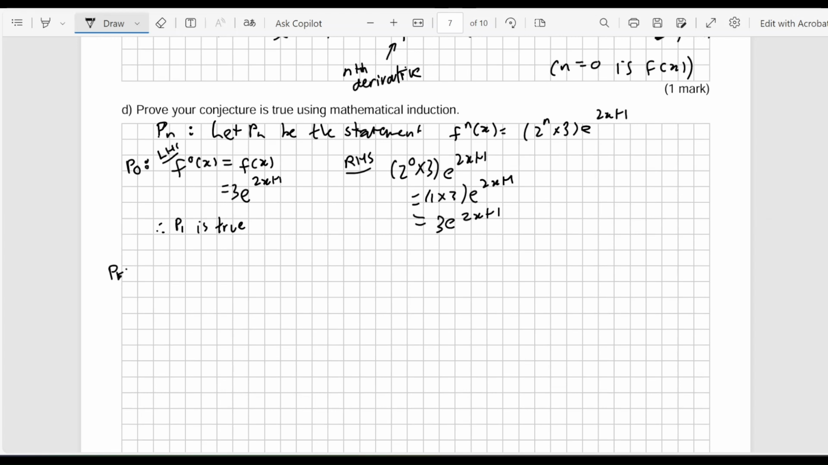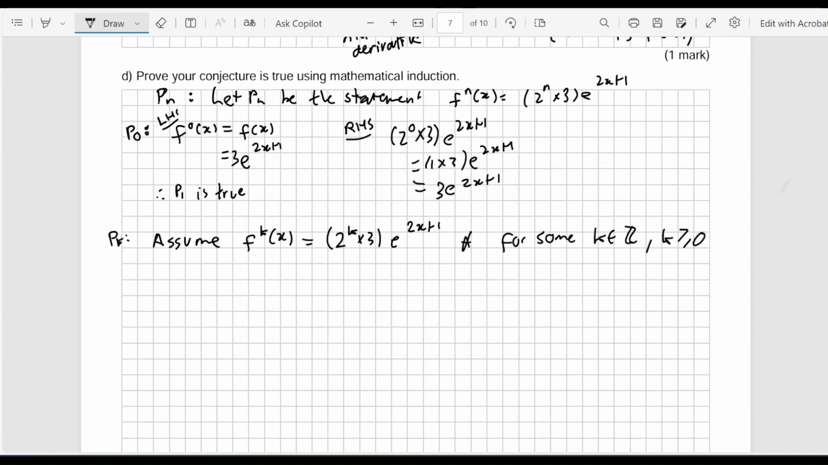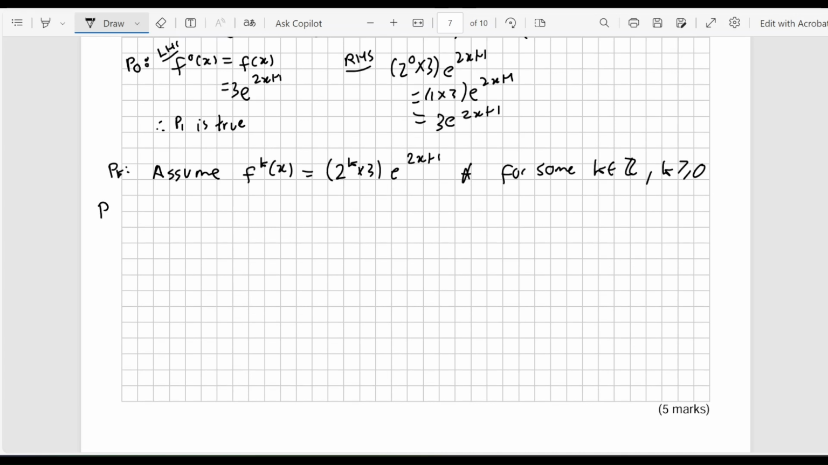Pk. Assume fk of x is 2 to the k times 3e to the 2x plus 1. Call that star, for some k in Z with k greater than or equal to 0. Remember, we're starting from 0 on this induction proof. Pk plus 1. So we would like to calculate f of k plus 1 of x, so the k plus 1th derivative.